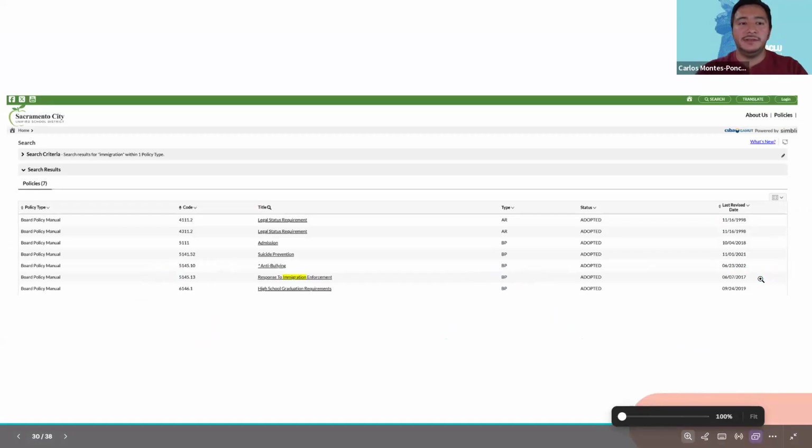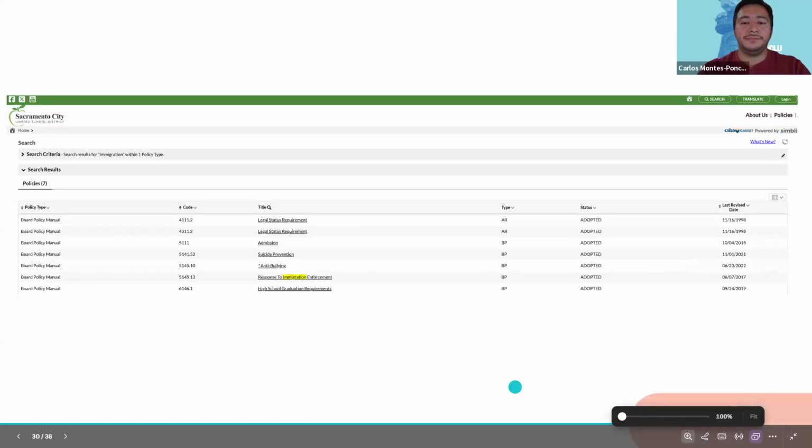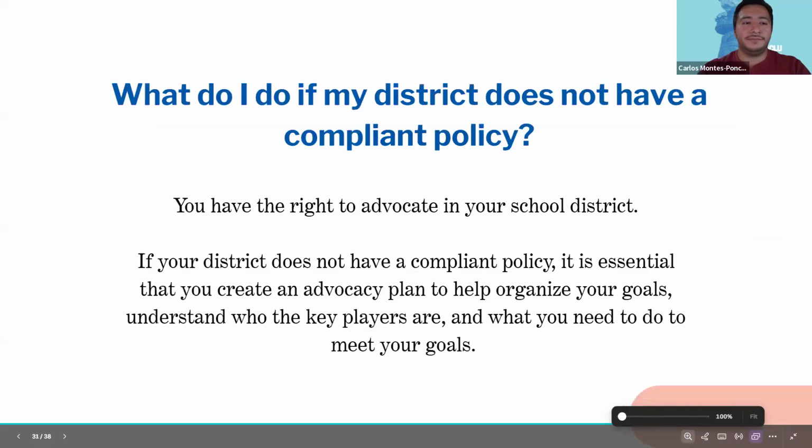But obviously, different school districts might have their landing page look differently. I mean, this particular page, the results might look differently. So it's always important to do some research on your particular school district. Next slide, please. Okay, thank you.